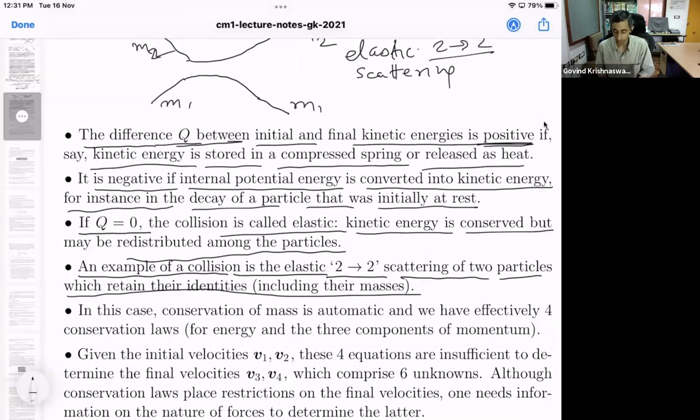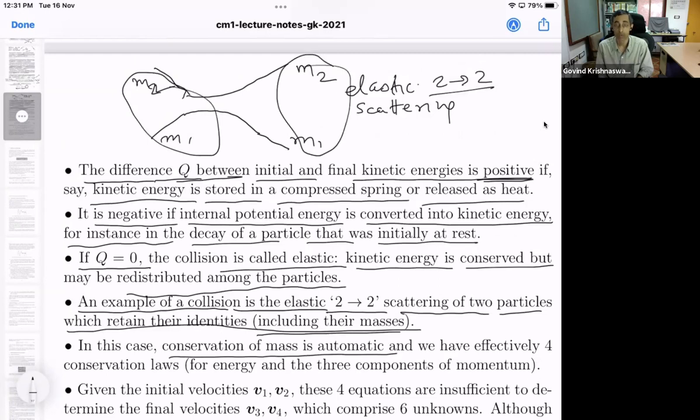Now, in the case that I just mentioned, where the particles retain their masses and identities, conservation of mass is automatic, because the initial mass m1 plus m2 is the same as the final mass m2 plus m1. So conservation of mass is automatic, and we have effectively 4 conservation laws, namely 1 scalar conservation law for energy and 3 conservation laws coming from the 3 components of total momentum. So conservation of momentum is not 1 conservation law, it is actually 3 conservation laws. Important to bear that in mind, because momentum has 3 Cartesian components.